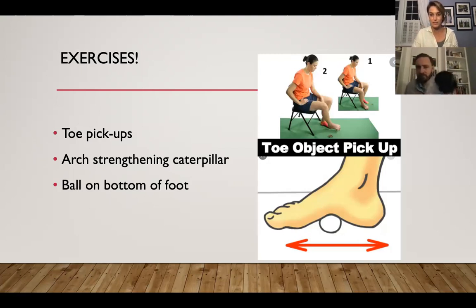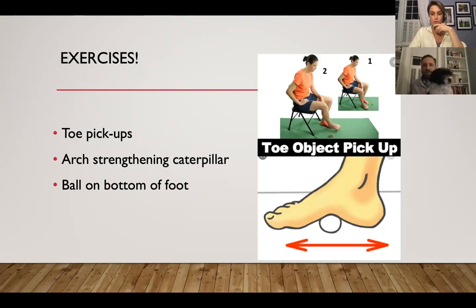So toe pickups. This is picking up any kind of object from the ground with your toes. You can do marbles, you can do coins, you can use a towel and scrunch it, but the goal is getting those muscles to pick objects up with your feet. You could do dog toys and throw them. Molly would like that. You have to do toe or foot specific exercises for that muscle. There's no, like, calf presses or something like that. So these are things that are good for prevention.